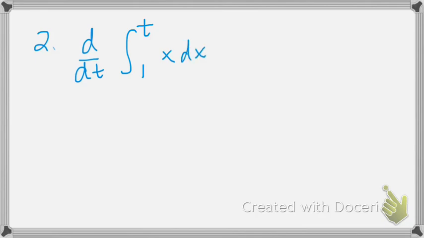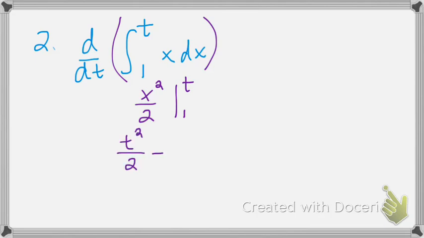Okay, so this one's different because it has a t in the problem, so I'm not going to get just a number, so the answer is not just 0. But I'm going to start with this part here. Let's find the antiderivative. Plug in 1 and t. Subtract. So that's what I would get.